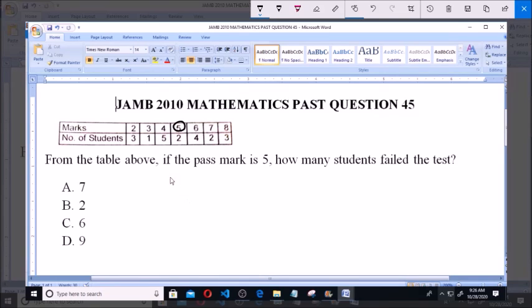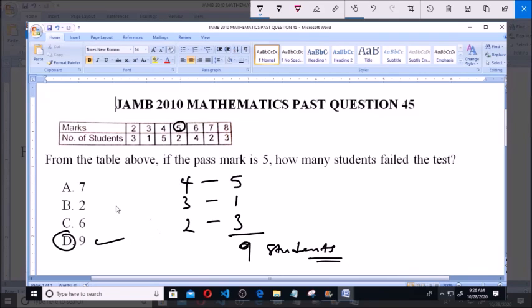Now looking at it, we have to get those that got 4, those that got 3, and those that got 2. Now the number of students that got 4 is 5, plus the number of students that got 3, which is 1, and the number of students that got 2, which is 3. Now this will give us 5 plus 1 plus 3, and that is equal to 9 students. So the answer to this question is option D. 9 students failed the test.